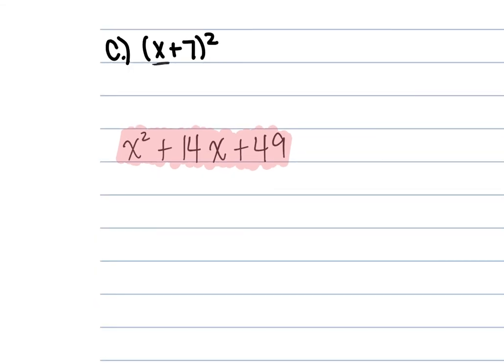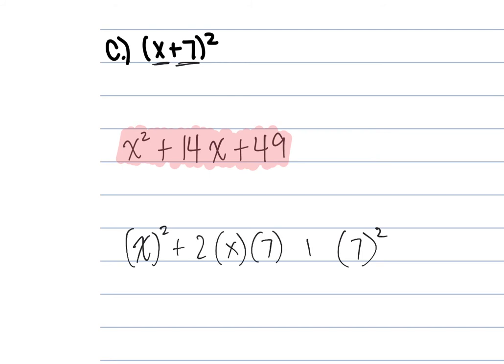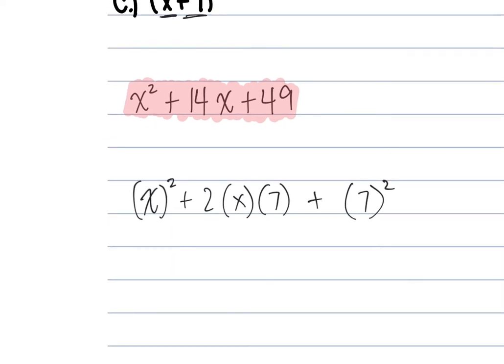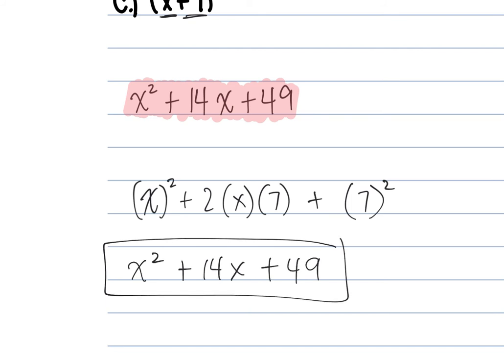We take x and we square it. So we should have written x squared. My second term is 7. So at the end, I'm going to have 7 squared. In the middle, I'm going to have 2 times x times 7. You with me? So now I've got x squared plus 2 times 7 is 14x. And then 7 squared is 49. If you FOILed it, you should have gotten x squared plus 7x plus 7x plus 49.